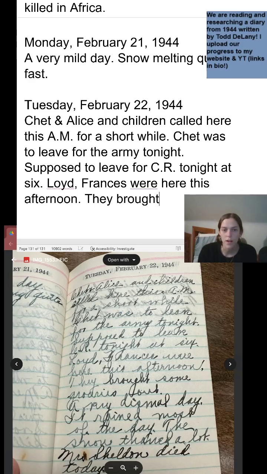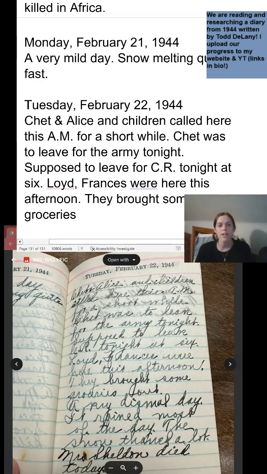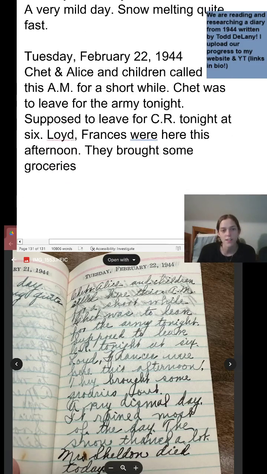They brought some groceries. They've been doing that a lot. Lloyd is Todd's son and Francis is Todd's daughter-in-law, Lloyd's wife. They've been bringing groceries a lot and Lloyd's been kind of taking care of the house. They brought some groceries out. A very dismal day.